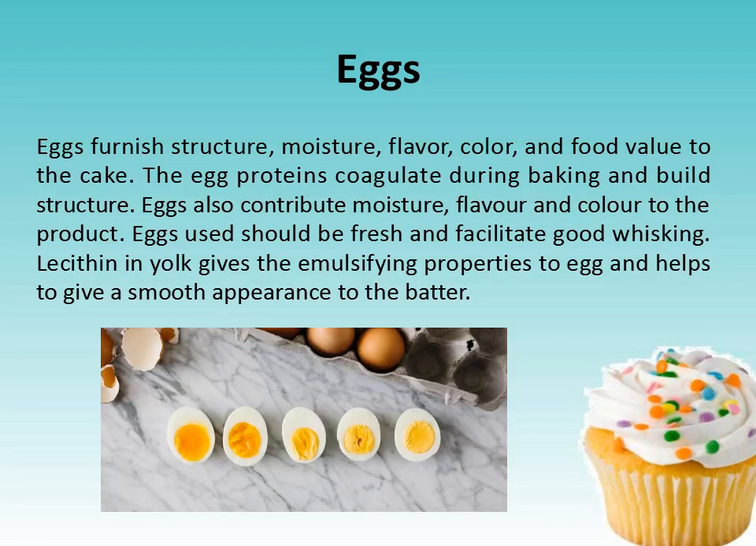Eggs furnish structure, moisture, flavor, color, and food value to the cake. The egg proteins coagulate during baking and build structure. Eggs also contribute moisture, flavor and color to the product. Eggs used should be fresh and facilitate good whisking. Lecithin in the yolk gives the emulsifying properties to the egg and helps to give a smooth appearance to the batter.